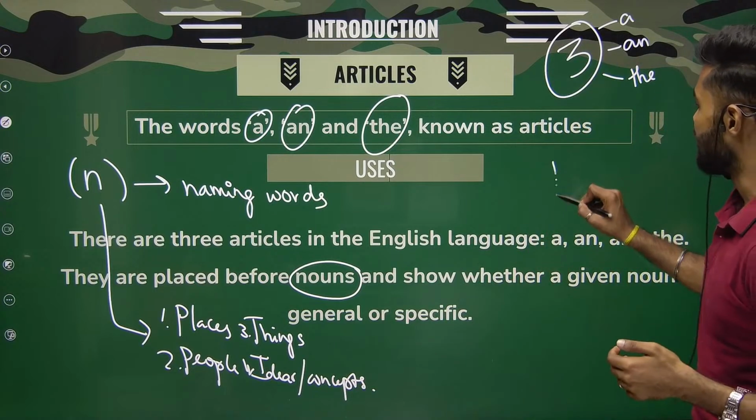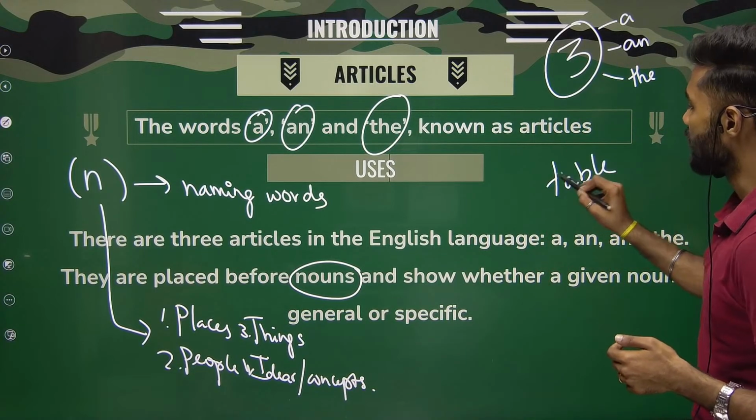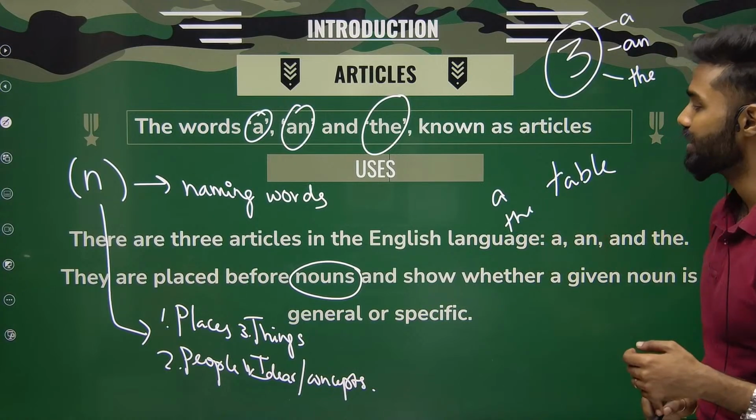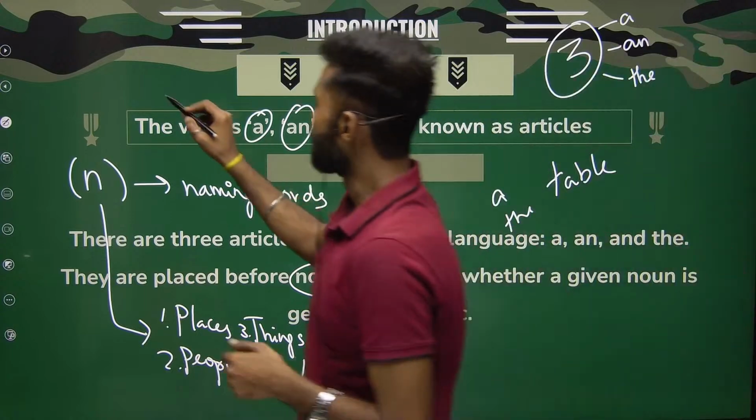For example, table. Table is a noun. I can say a table, or I can also use the table. All right. See here, apple.